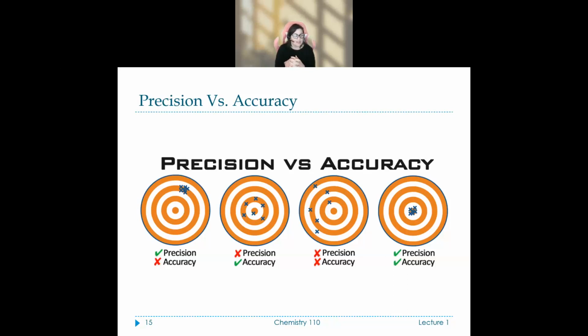We hope that it's not a huge one like this, but it does happen. Okay, if I look at this third grouping, none of it's in the center and none of them are close together. So I have no precision and no accuracy. This last one, all of my points are tightly grouped and they're in the center of the bullseye. So I have both precision and accuracy.